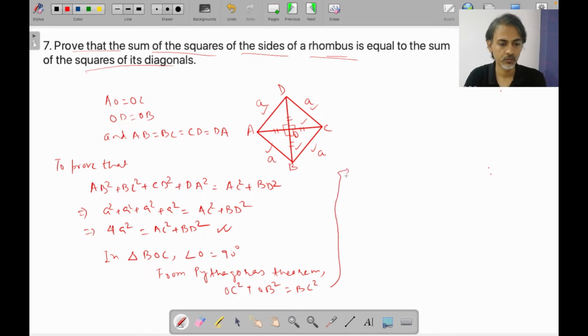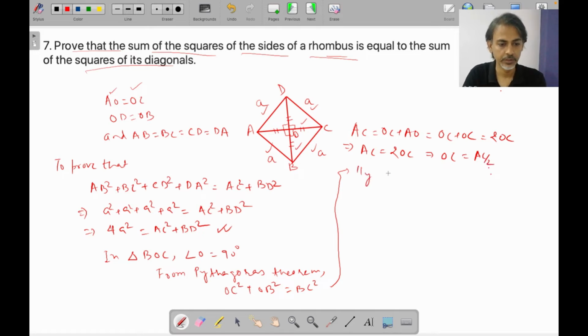So now let's write it over here. Now, OC square is nothing but OC square. Can we write AC as OC plus AO? And since AO is equal to OC, it's nothing but OC plus OC, that is nothing but 2OC. So can we write AC equals 2OC, or OC equals AC by 2?